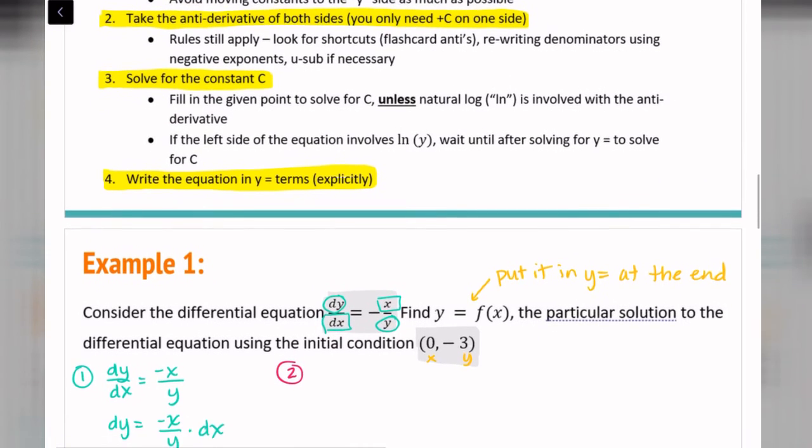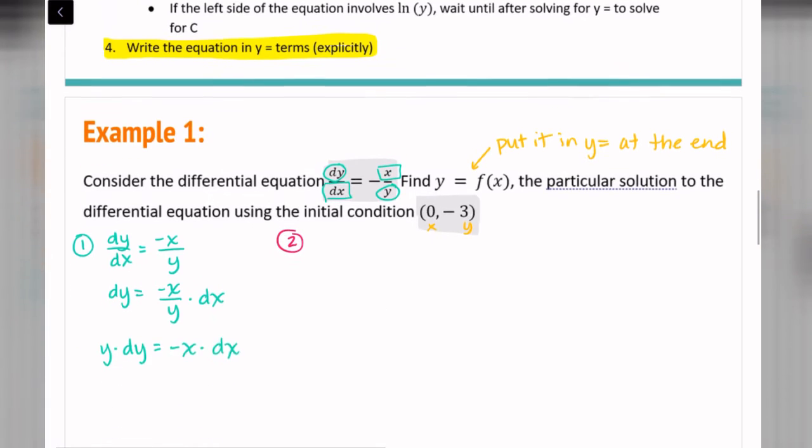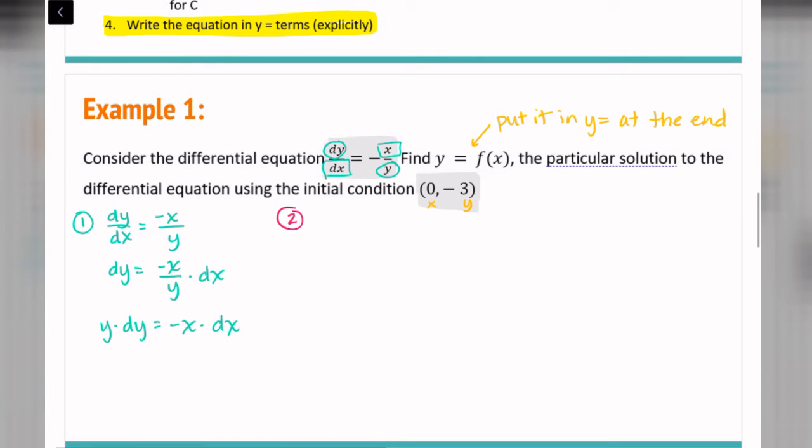We need to take the antiderivative of both sides. So antiderivative, I'm going to use integral notation. So if I do the integral of y dy equals the integral of negative x dx, okay? Now when I take the antiderivative, I'm going to add 1 to the exponent, divide by my new exponent.